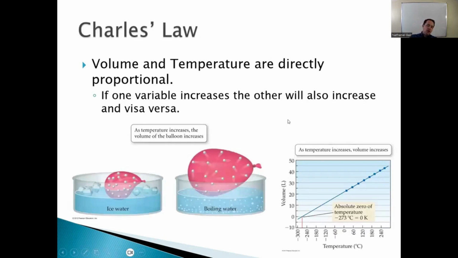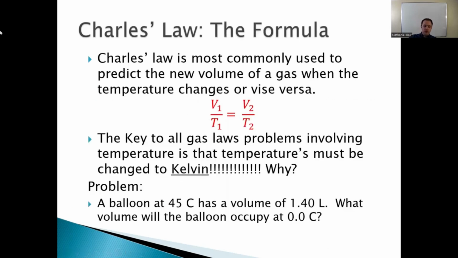Then we got Charles's law that says volume and temperature for a non-rigid container, so something that can expand and contract like a balloon, volume and temperature are directly proportional. And when the variables are directly proportional, we get a proportionality. This is where people like to cross multiply the two variables, right?